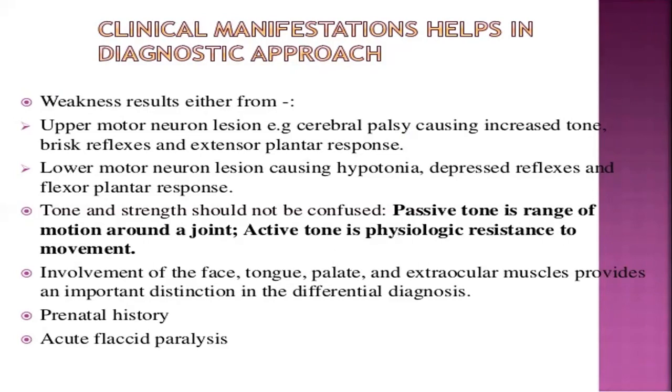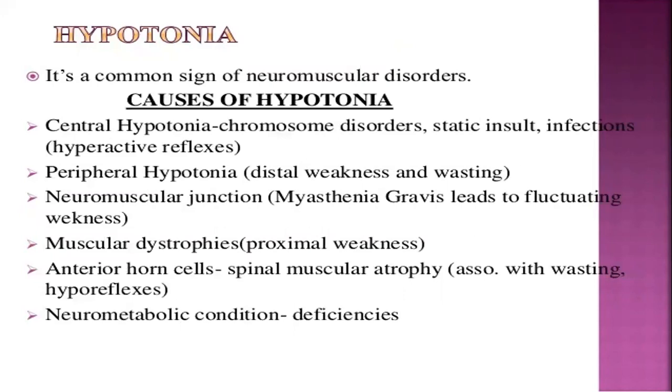This is also common, like in polio, so lower motor neuron pathology. Tone and strength should not be confused. Passive tone is the range of motion around a joint. Active tone is physiological resistance to movement. Involvement of the face, tongue, palate, and extraocular muscles provides an important distinction in the differential diagnosis. We will discuss it later on. Prenatal history, acute flaccid paralysis, which is, as we said, anterior horn damage by poliovirus, is a common sign of neuromuscular disorder.